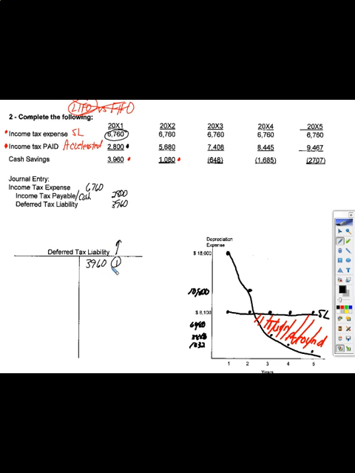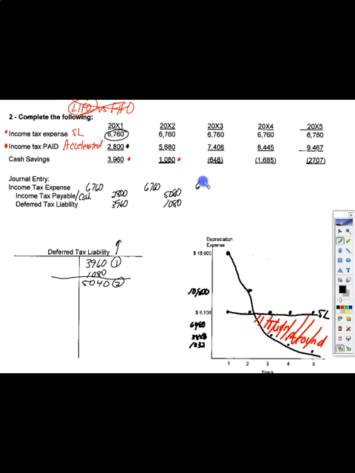So at the end of year one, we have a liability. The cash savings is really something we're going to owe before we're finished with this asset. Let's go to the second year. Same thing. We have an income tax expense of $67.60, but we're only paying out $56.80 that year. So we have cash savings, which creates this liability of $1,080. So I post that to my deferred tax liability account, and now I have a balance of $5,040 at the end of year two.